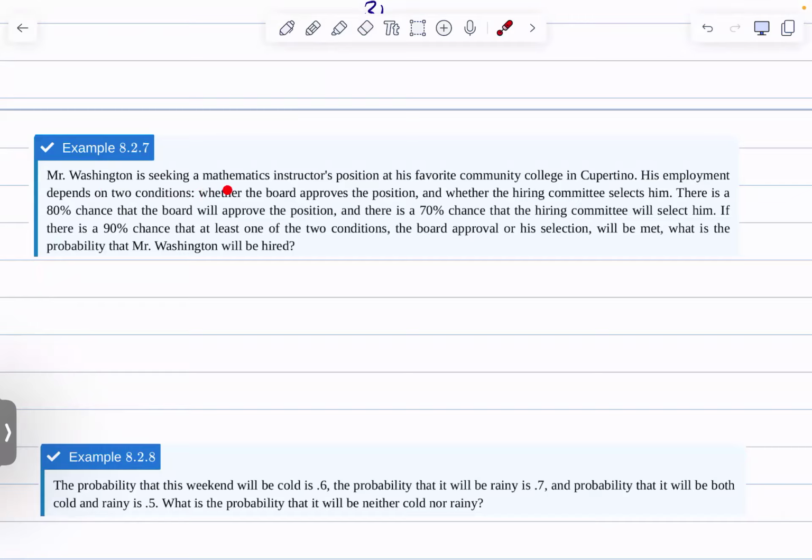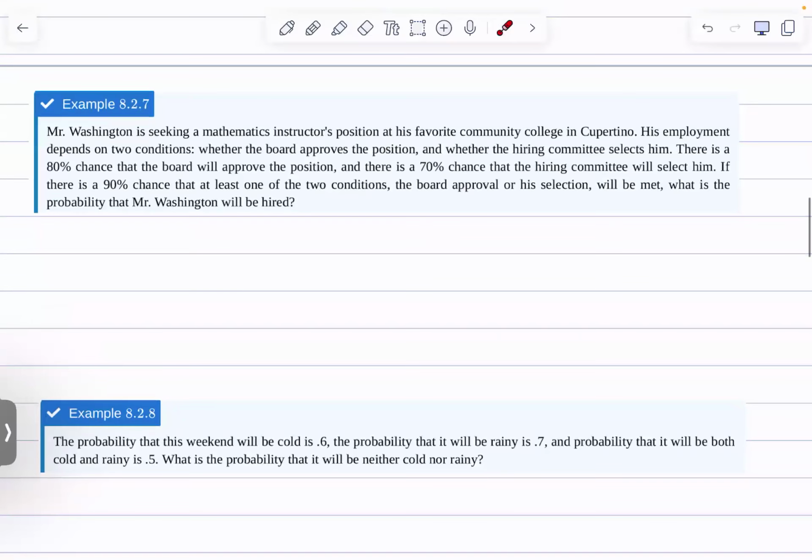Mr. Washington is seeking a mathematics instructor's position at his favorite community college in Cupertino. His employment depends on two conditions, whether the board approves the position and whether the hiring committee selects him. So, of course, both of those have to happen before he can get a job.